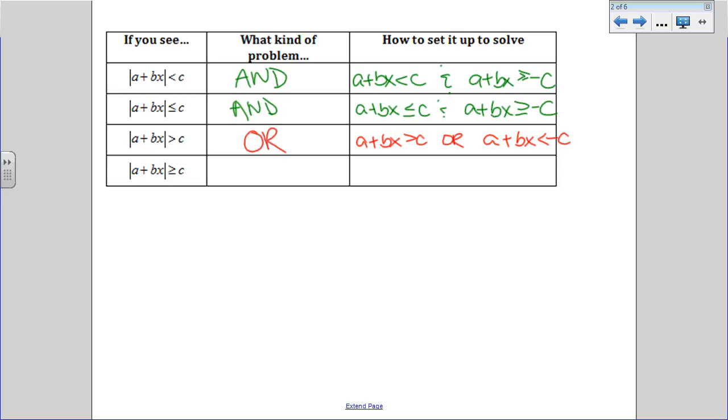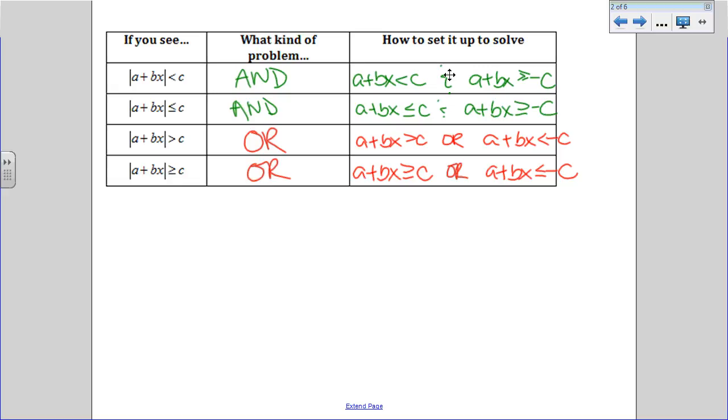And so once again, in this fourth example, the only difference is that equal to. So it's still going to make an or inequality. You need them going in opposite directions. So if the positive is going to be greater than, a plus bx is going to be greater than or equal to the positive value. That means my negative has to be less than or equal to.